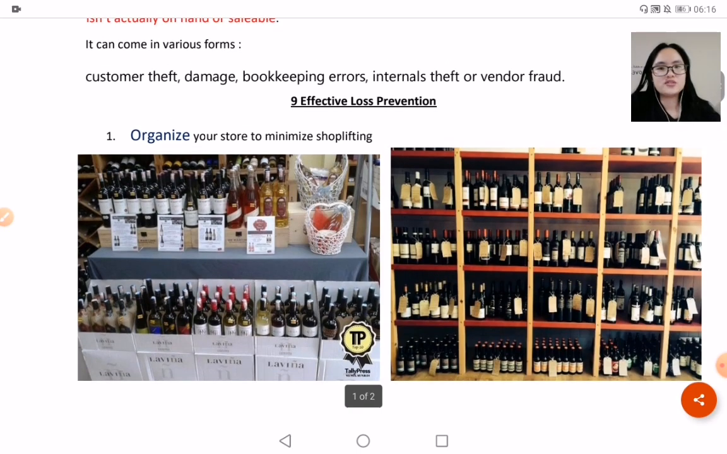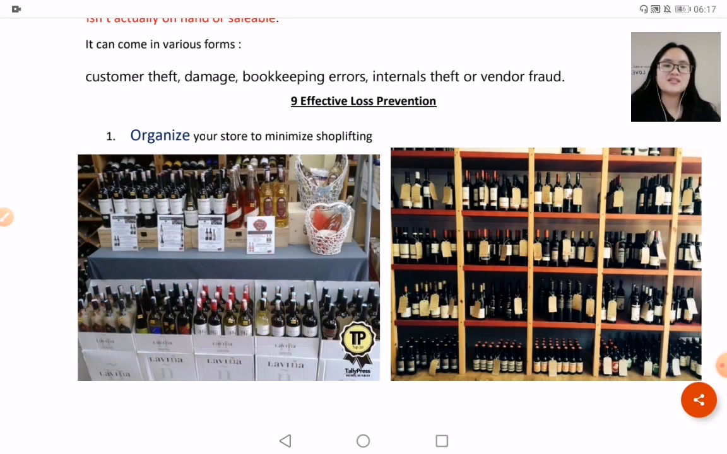So actually there are many ways to prevent loss. First of all, make sure that you always organize your store to minimize shoplifting. As we can see here, there are two pictures. The first is the organized one, the second is the unorganized one. When a customer takes something from a very organized place, a staff member can straightaway recognize what item the customer has taken. But the second picture is very unorganized, where we can see bottles everywhere and empty spaces.